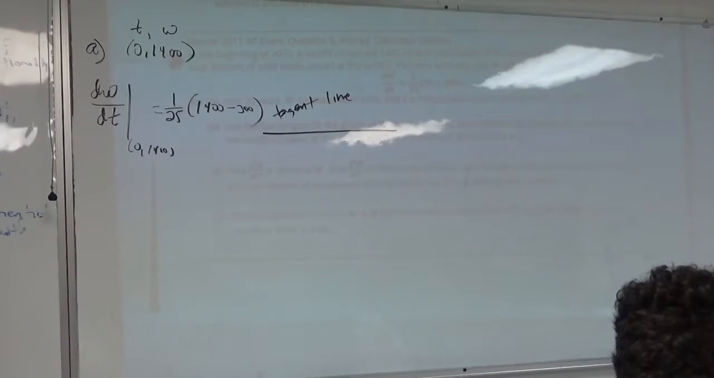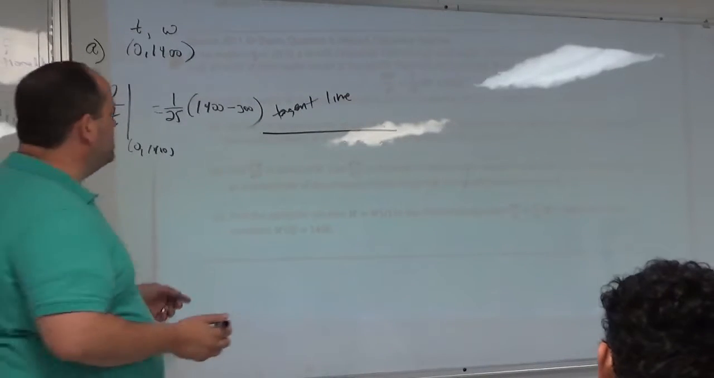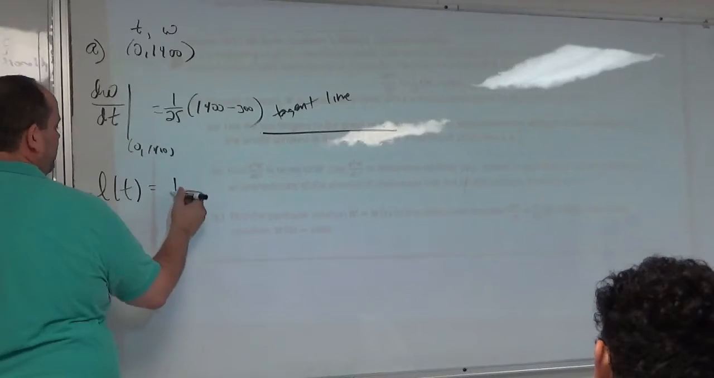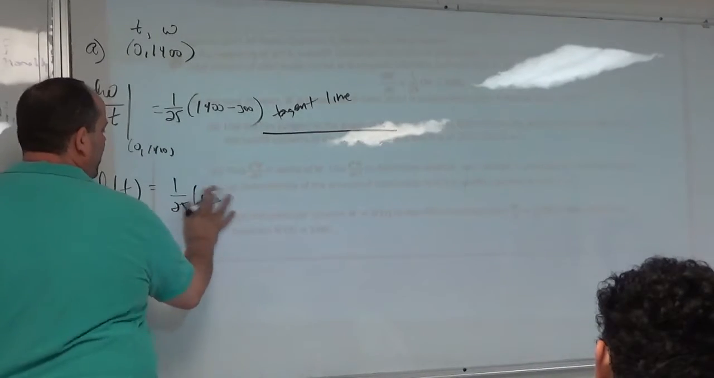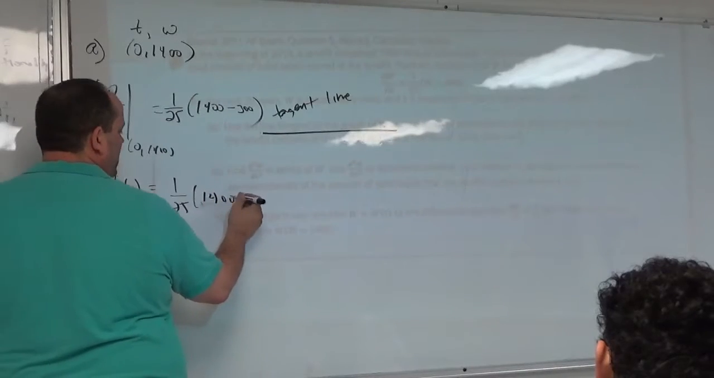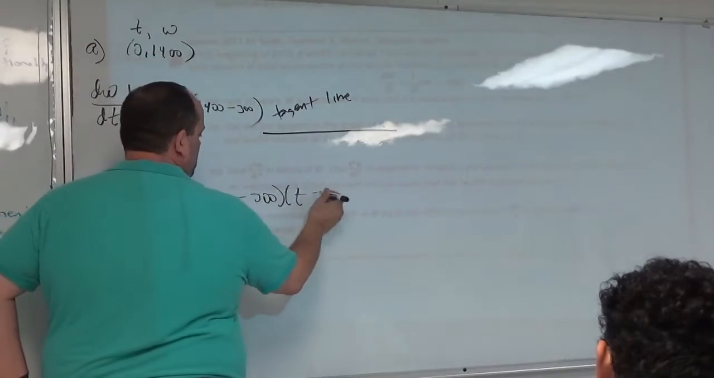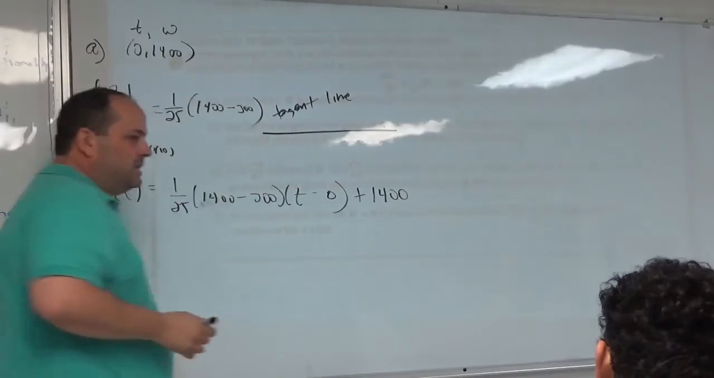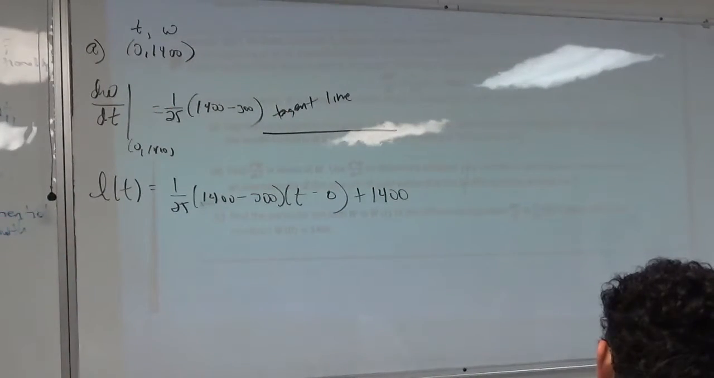But if you simplified and said, oh, it's 32, you just threw away the point. Mario, you need to wake up. The equation of your tangent line is going to be L of t equals 1 over 25 times (1400 minus 300) times (t minus 0), plus 1400. That's the equation of your tangent line.